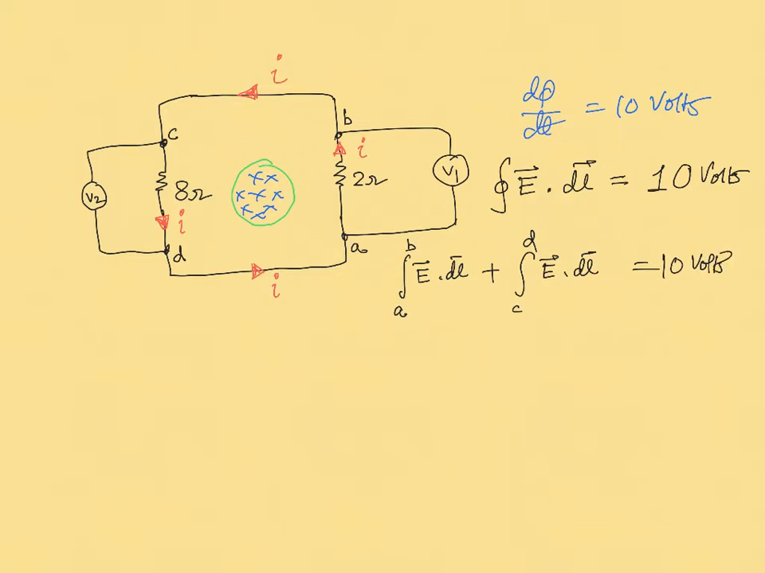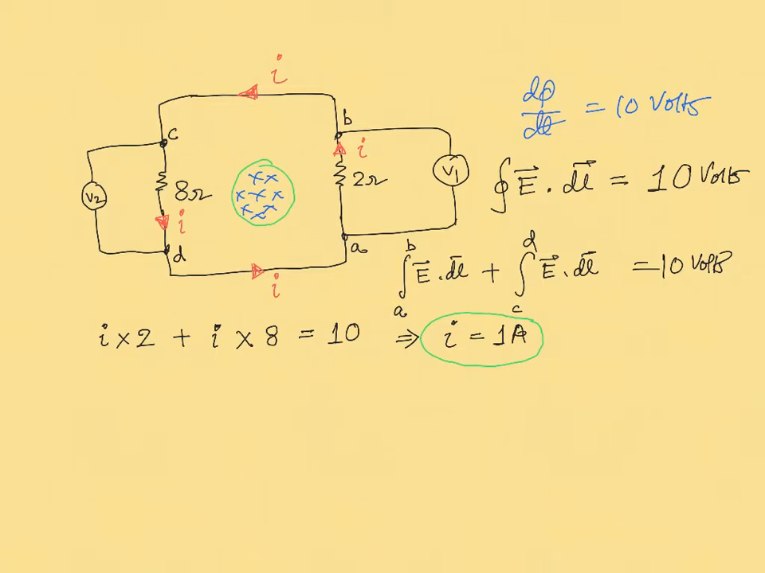The integral from A to B of E dot dl, as we know from the derivation of Ohm's law, is the current multiplied by the resistance. So current multiplied by 2, that is I into R1, plus from C to D it is current multiplied by R2, that is 8 ohm. So that is equal to 10. This implies I is equal to 1 ampere. So we have found out the current, I is equal to 1 ampere.